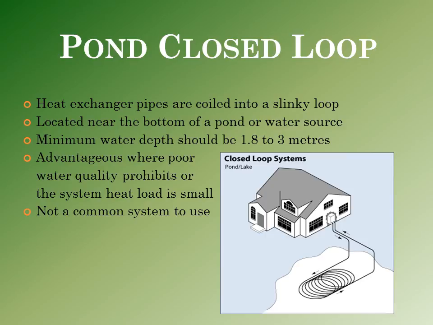A pond closed loop is a type of system in which pipes are coiled into a circle and placed around 8 feet below the water surface. The minimum depth of the water should be between 2 meters to 3 meters. This type of loop is not a common closed loop because we need a body of water close by. An open loop system is much preferable in this situation, which will be introduced in the next slide. This system is preferred when the pond has poor water quality, for which the open loop system cannot be used.